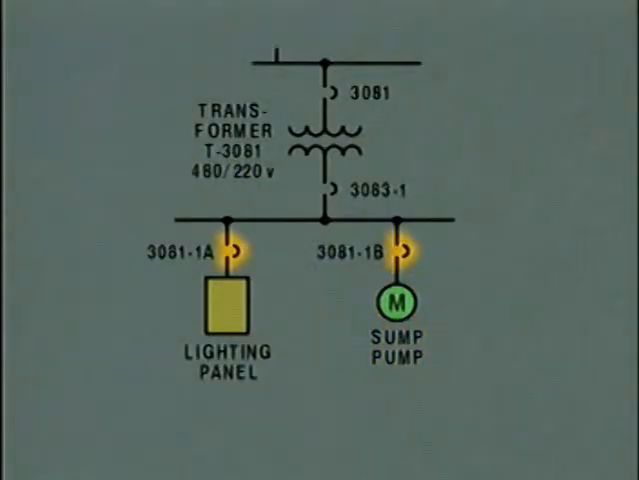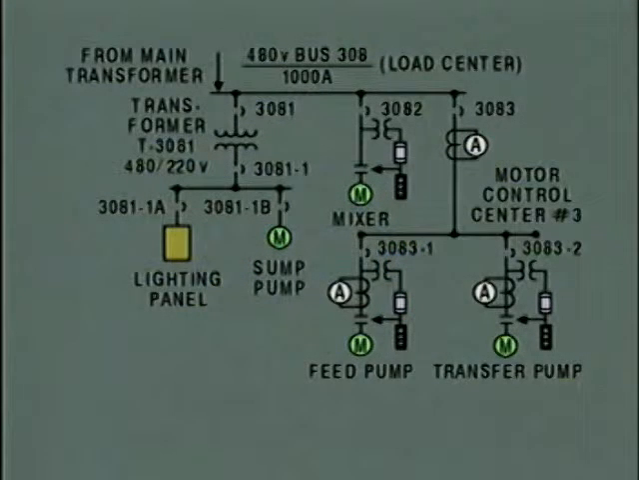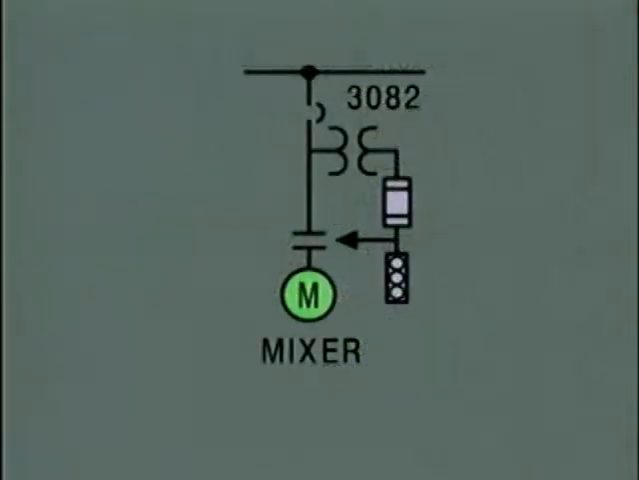These symbols represent breakers that can be used to isolate the lighting panel and the sump pump motor, respectively, for maintenance. The breaker in the sump pump motor circuit is also used to start and stop the motor. Now let's follow the power path through the next circuit connected to the load center, the one for the mixer motor. The mixer motor circuit actually includes 2 circuits, a power circuit and a control circuit.